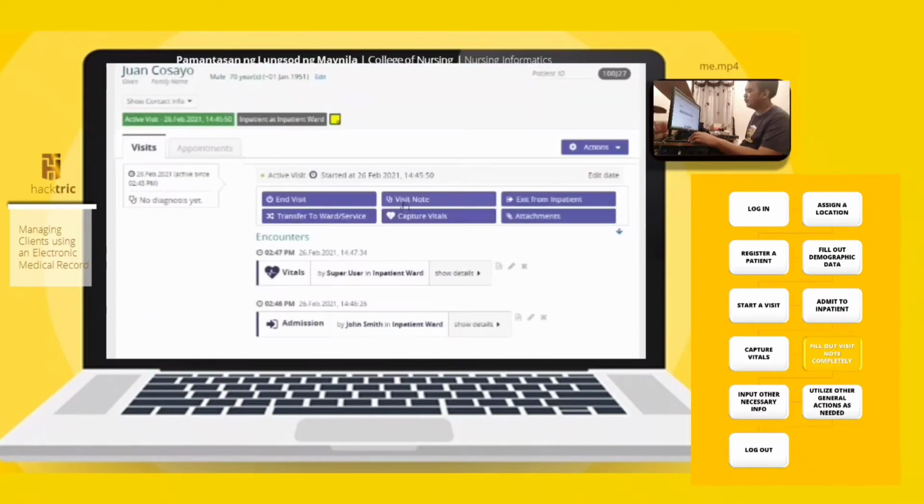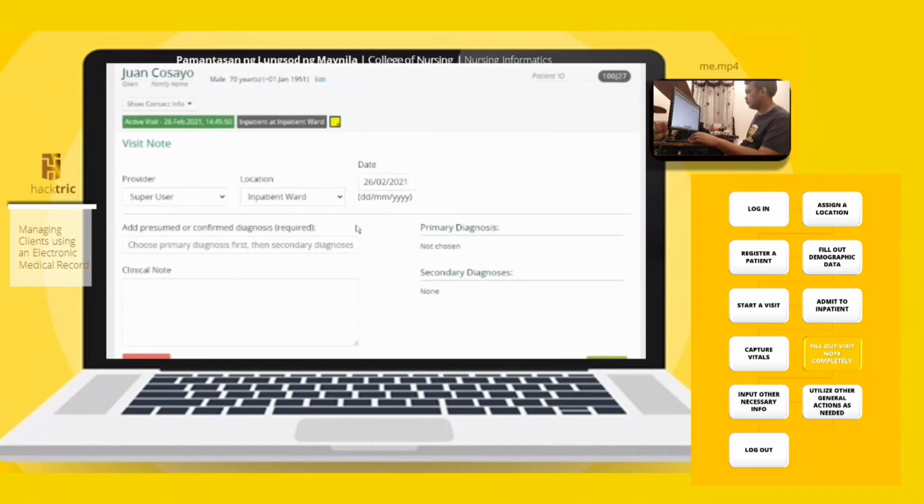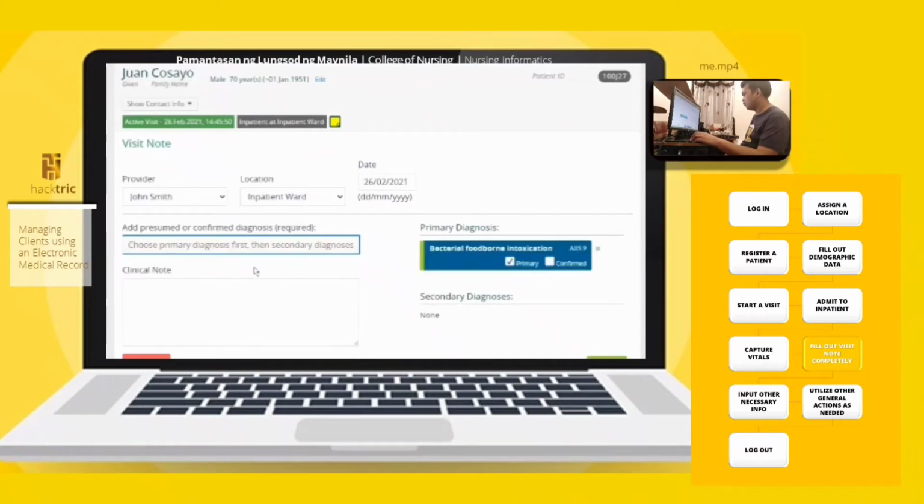After capturing the vitals, click on Visit Note to fill out details about the visit of the patient. Again, doctor is John Smith. His presumed diagnosis is bacterial foodborne intoxication. On the clinical note, utilizing a SOAPIE or SOAPIE charting is recommended because the patient's nursing record provides a correct account of the treatment and care given and allows for good communication between colleagues. And keeping good nursing records also allows us to identify problems that have arisen and the action taken to rectify them.